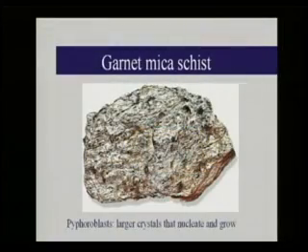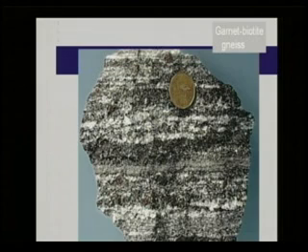Now, if we move up to the highest grade of metamorphism, we end up with a gneiss. With gneiss metamorphic rocks, you can observe banding, so you see those layers of minerals. This is a garnet biotite gneiss. You can see the garnet crystals. The biotite is the black mineral.